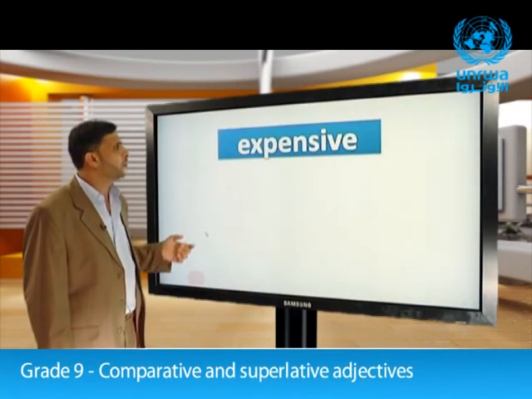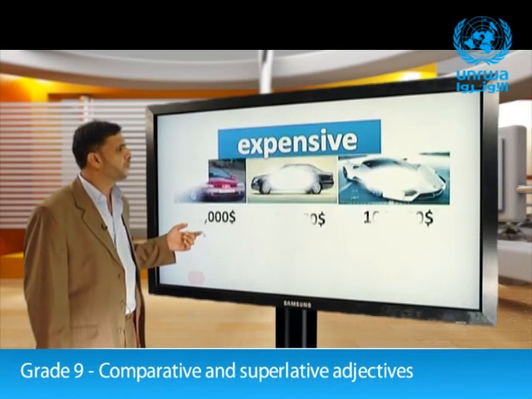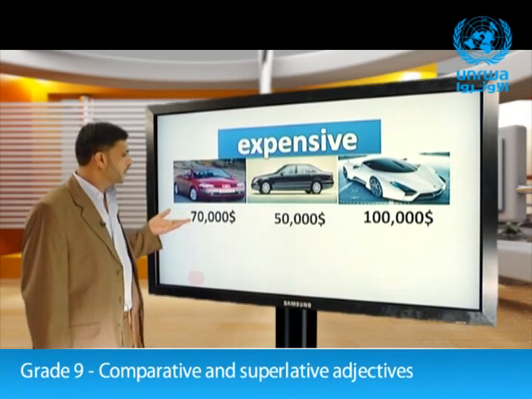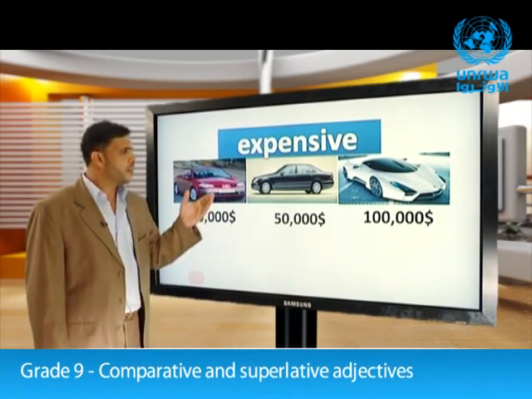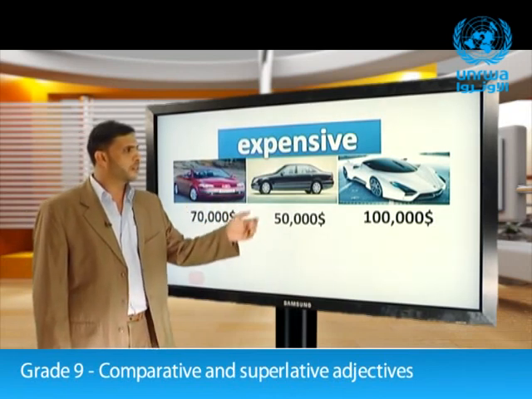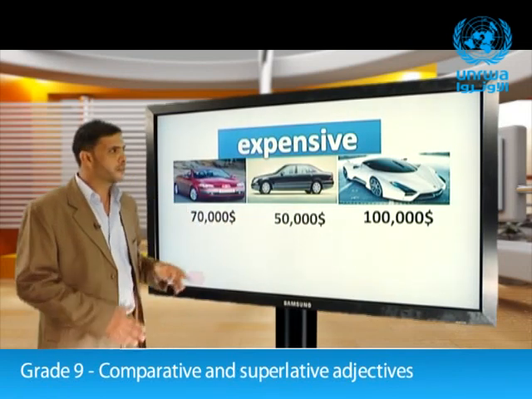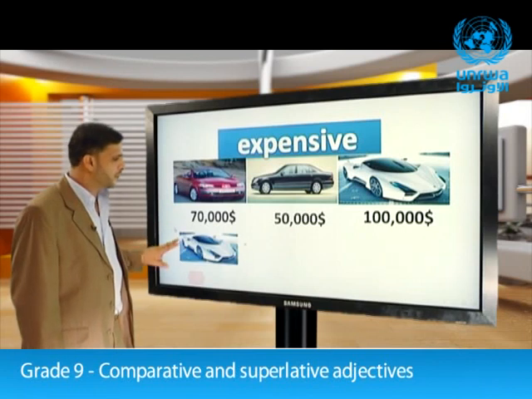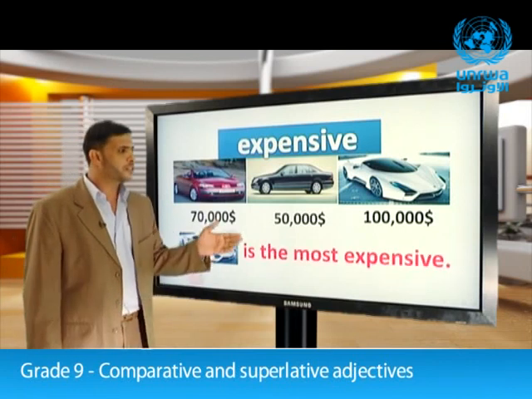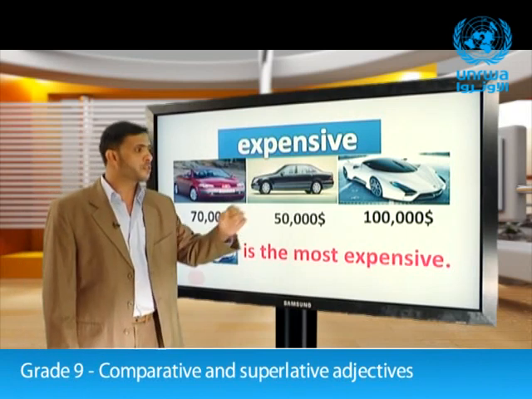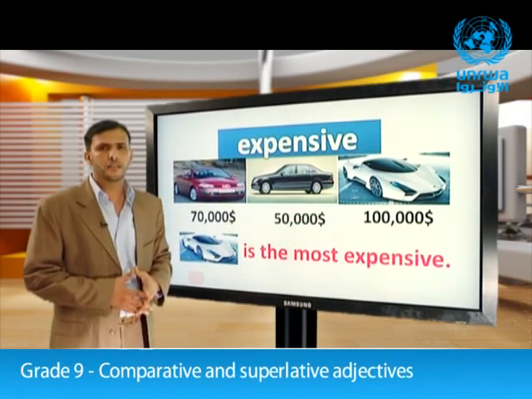Let's have another example. Expensive. Look at these cars. This car costs $70,000 and this one $50,000 and that one $100,000. So this car is the most expensive. This car is the most expensive because it costs $100,000.